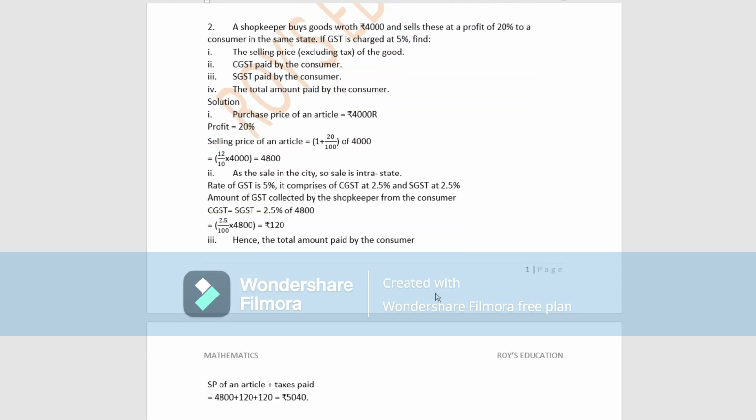Okay, next, number two. A shopkeeper buys goods worth rupees 4,000 and sells these at a profit of 20% to a consumer in the same state. Now if the GST charge is 5%, then what do we have to find out? We have to find out the selling price of the good, CGST paid by the consumer and SGST paid by the consumer, and number four is the total amount paid by the consumer.